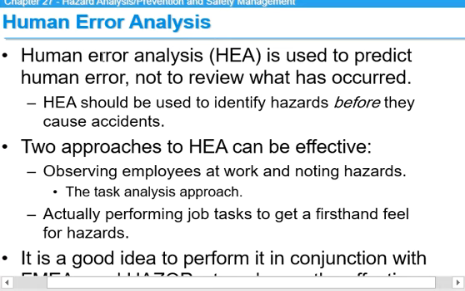We have safety situations, and so on. So the HEA should be used to identify hazards before an accident happens. And what kind of accident? Based on what will those accidents happen? Because there is a human error, okay, a human error by mistake. We have two approaches to HEA, human error analysis, to be effective.